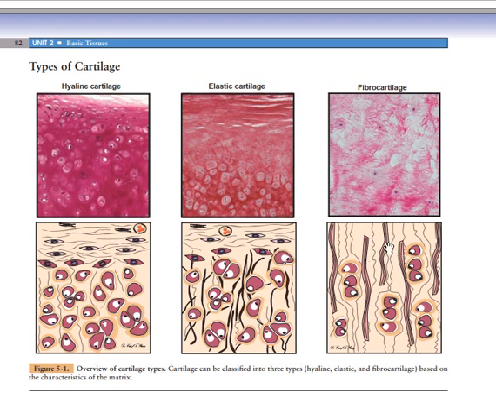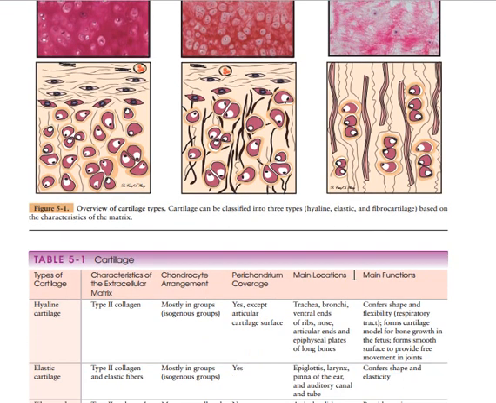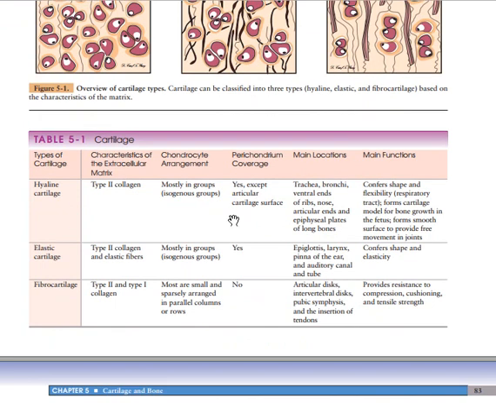and they should also have collagen fibers, and the collagen fibers are in the same orientation, just like the orientation of the isogenous groups, in order to maintain a higher strength. So this is a specific characteristic of each of them. Hyaline cartilage contains type 2 collagen. Elastic cartilage contains type 2 collagen and elastic fibers, while fibrocartilage contains type 1 and type 2 collagen.